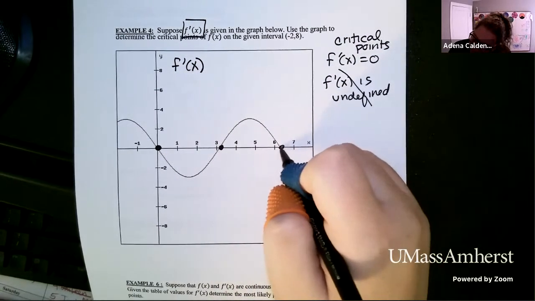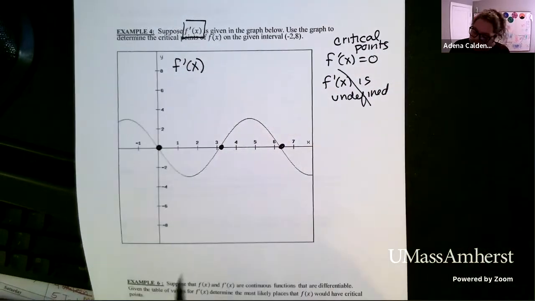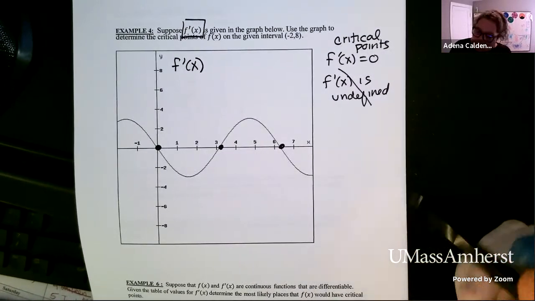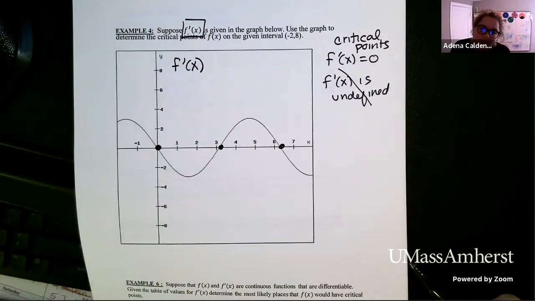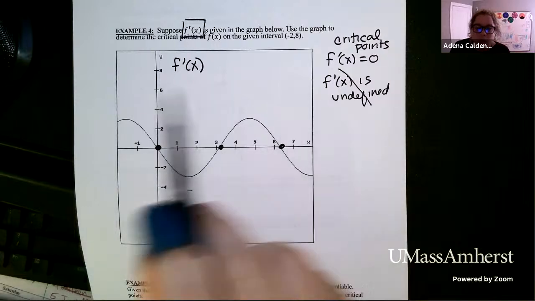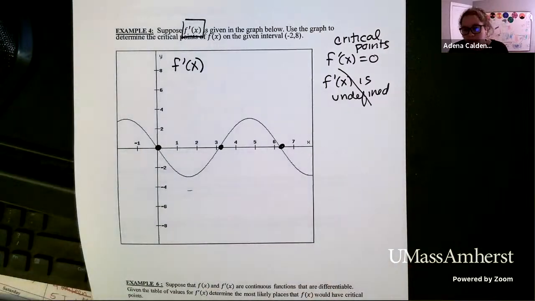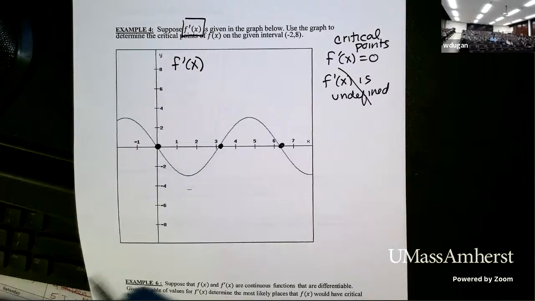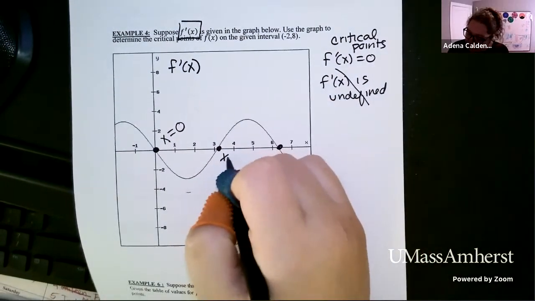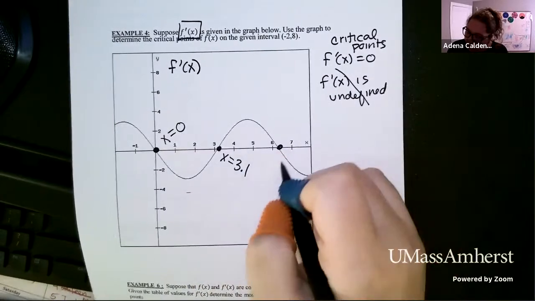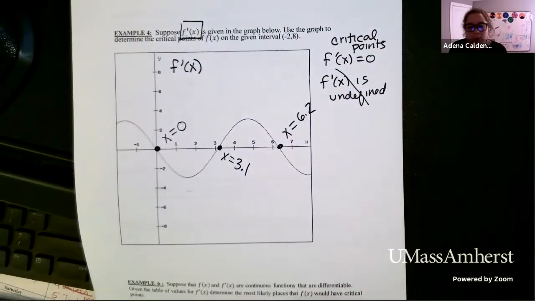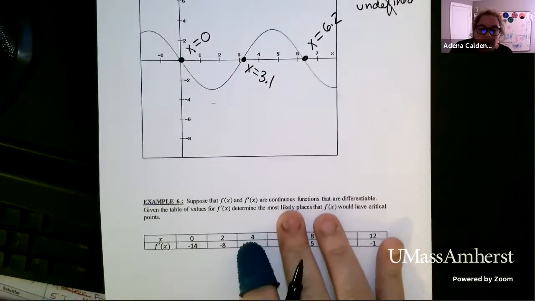So it looks like we have 3 critical points here, one at 0, 0, one at 3.1, and one at 6.2. Okay, so that's how we find our critical points of the original function. We consider when the derivative equals 0, which we have to understand how to look at on a graph. So x equals 0, x equals 3.1, and x equals 6.2, roughly. Okay, so those are the 3 critical points here.